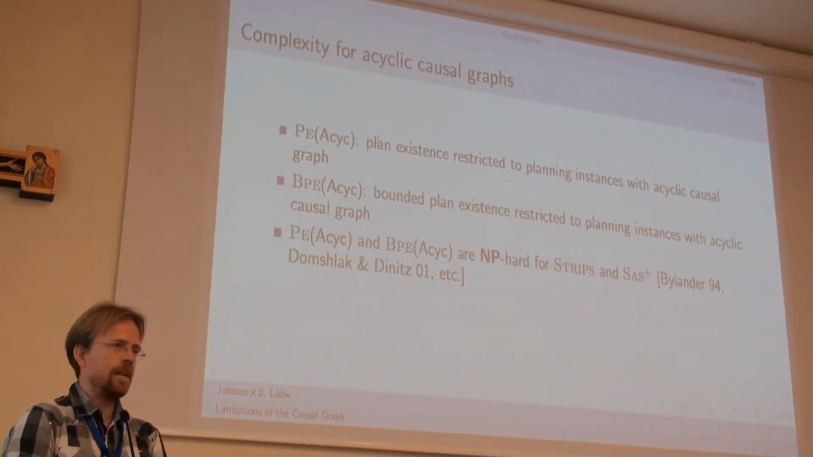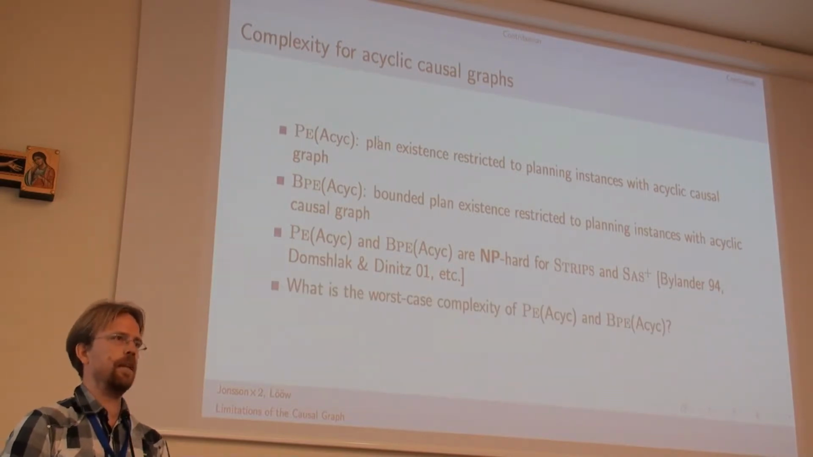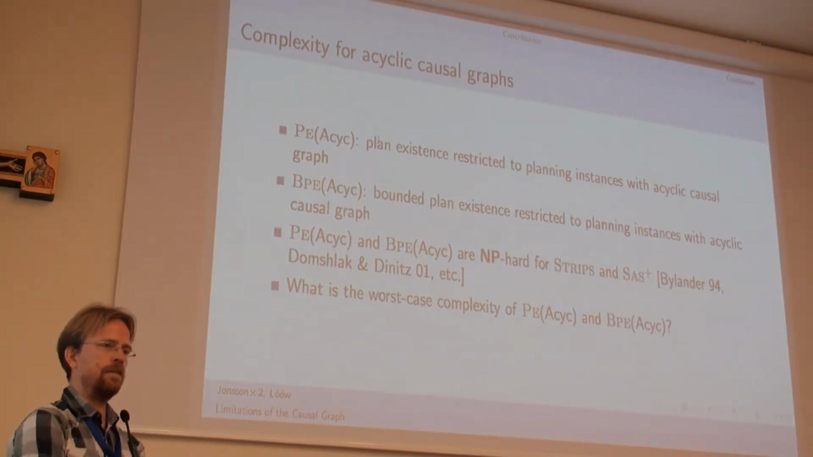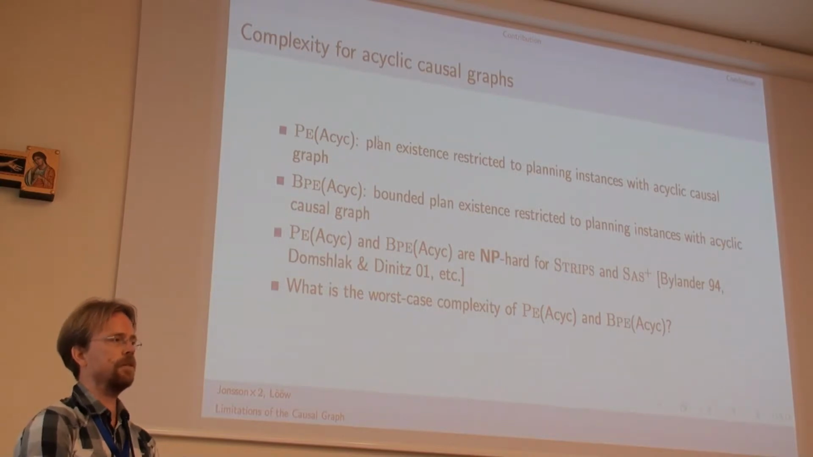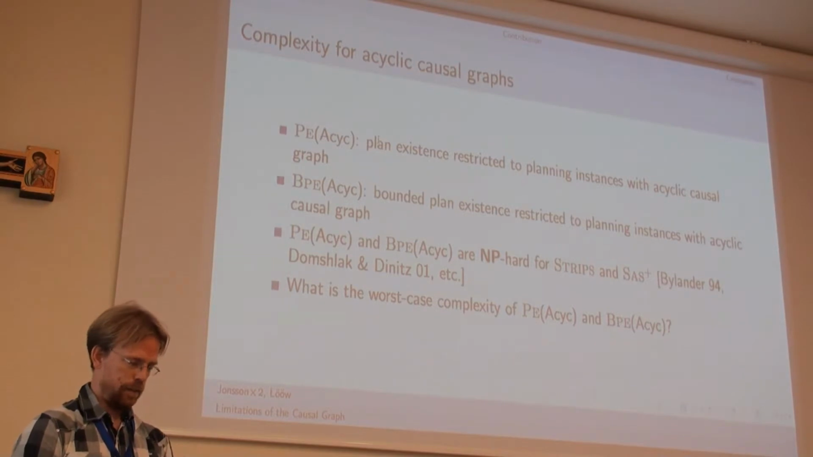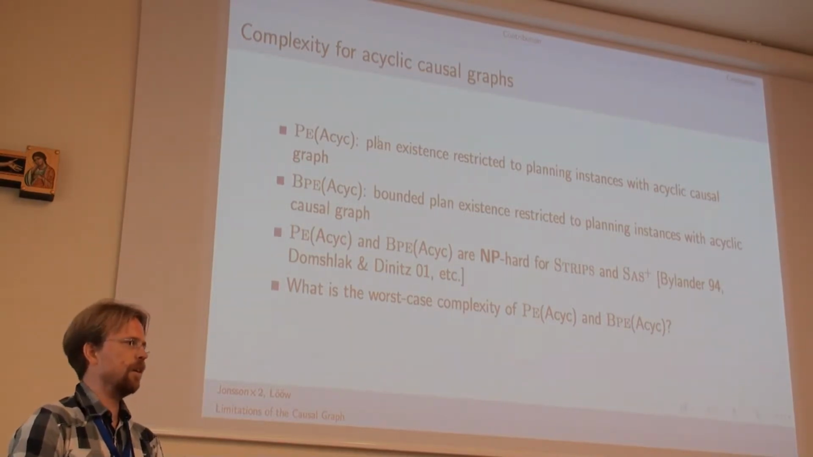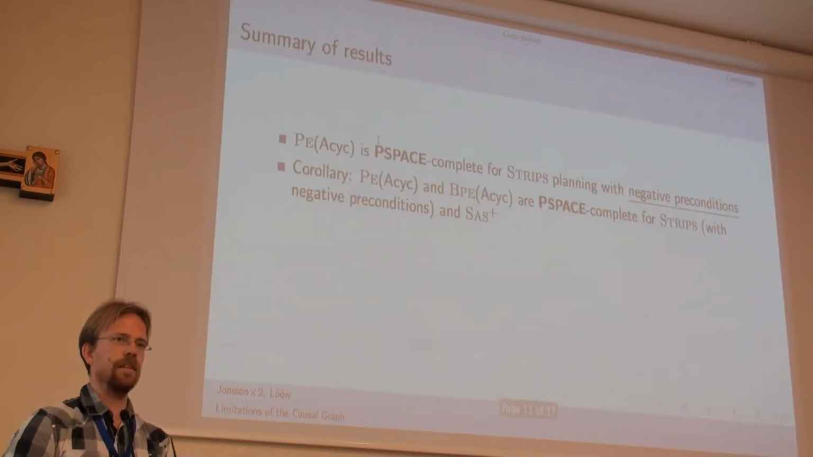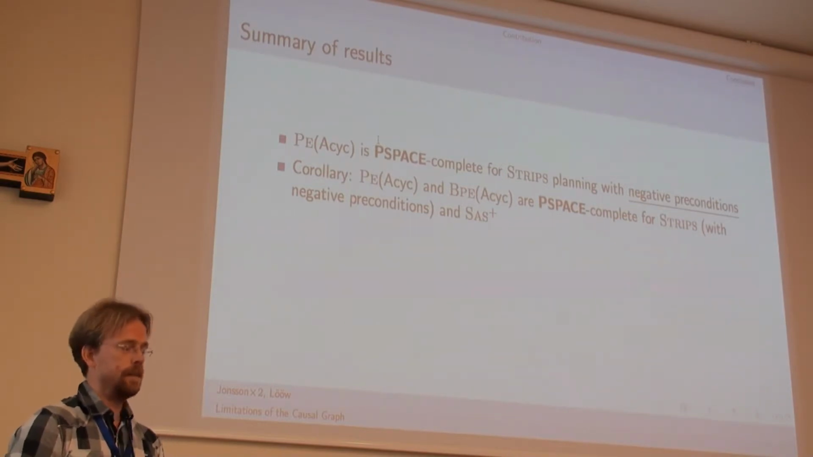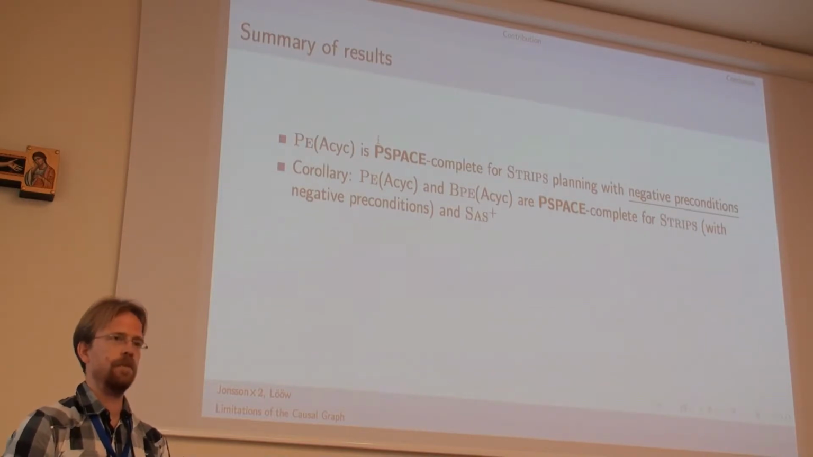So our question now becomes, what's the worst case complexity of these two problems? And in fact, looking at the literature, this is not clear because there's a gap here. We have a lower bound which says that they are NP-hard and an upper bound which says that they are in PSPACE, but it's not clear what the exact complexity class is. And that's what we're going to look at in this paper. And actually, I'm going to give a spoiler already here and tell you what the results that we found are. Well, we found that the problem of plan existence for STRIPS planning with negative preconditions is PSPACE-complete.